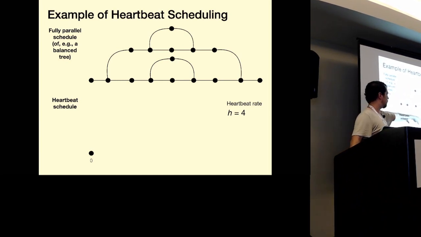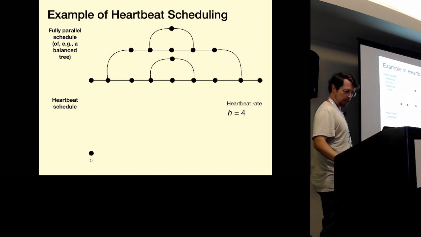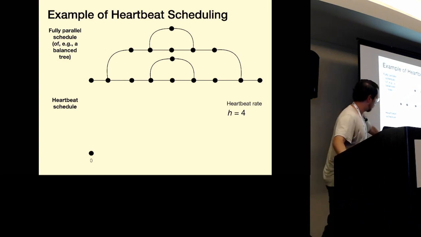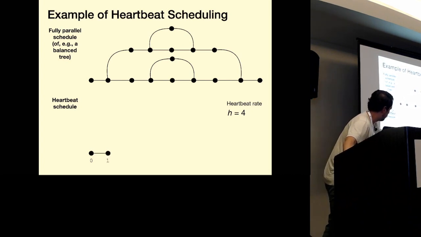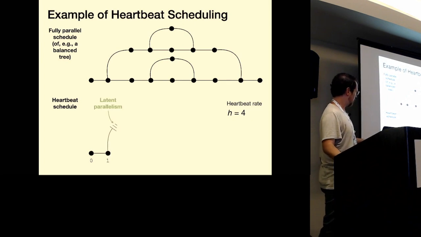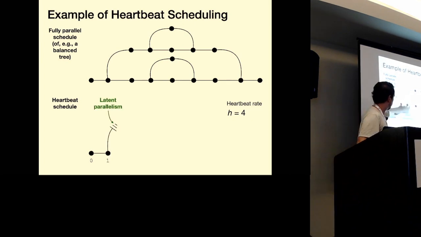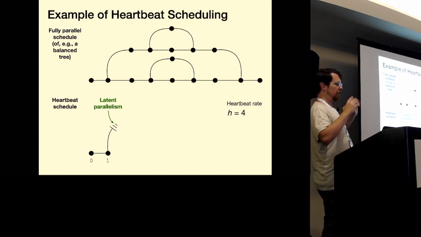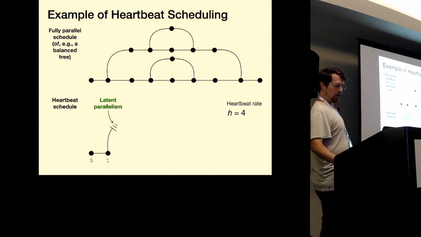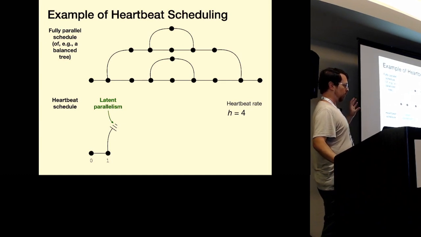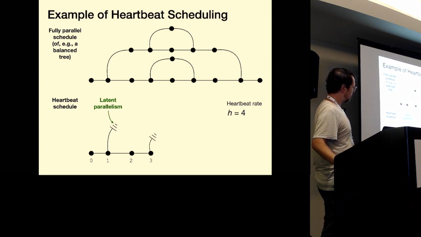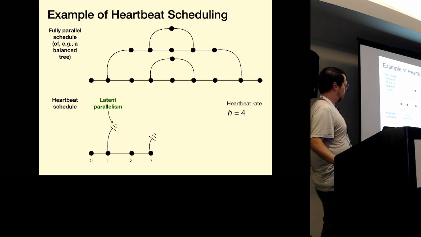we're going to use this parameter. Heartbeat rate is going to be 4 in our example. So with the heartbeat scheduling approach, we start off executing in a serial fashion. But when we get to the first fork point, we're just going to mark it, keep in mind that it's an opportunity for parallelism, but we're not necessarily going to parallelize it yet. We're going to keep executing sequentially until we reach the second fork point.